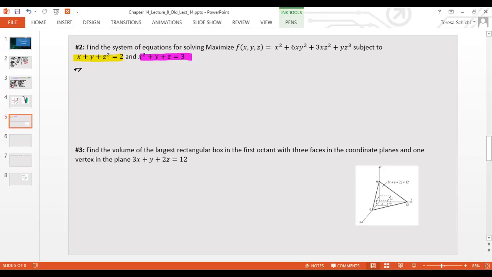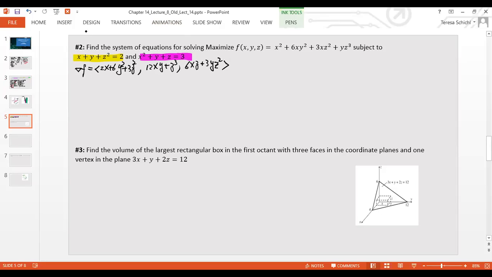Okay, so now we use the Lagrange method, the same way. So let's do the gradient. The gradient vector will be: f sub x is 2x plus 6y squared plus 3z squared; f sub y is 12xy plus z cubed. Then the last one is f sub z, so this is 6xz plus 3yz squared, okay?